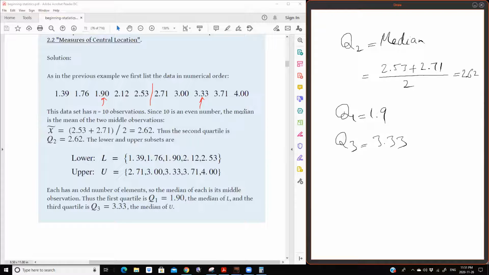If you have an odd number, for example, if you have 9 numbers, 1, 2, 3, 4, 5, 6, 7, 8, 9, then here would be the median, and then the middle of the first half and the middle of the second half would be the Q1 and the Q3. So Q1 would be the average of these two measures, and Q3 would be the average of these two measures. Make sense? Any questions?